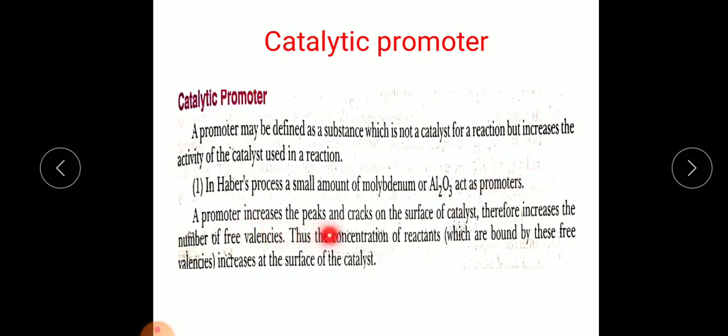So a promoter increases the peaks and cracks on the surface of the catalyst, and therefore increases the number of free valences, thus the concentration of reactants which are bound by these free valences increases at the surface of the catalyst.